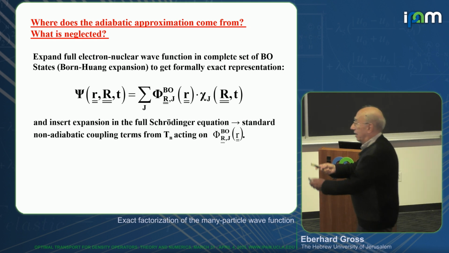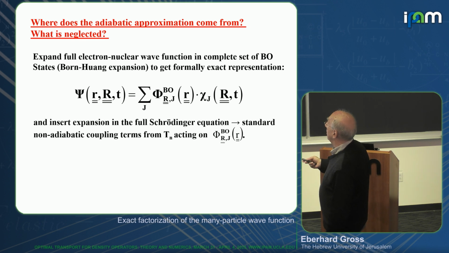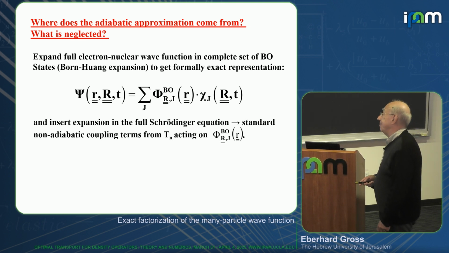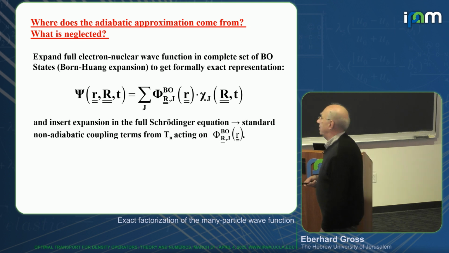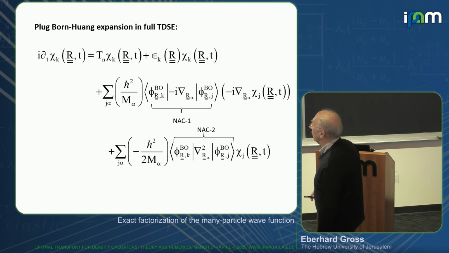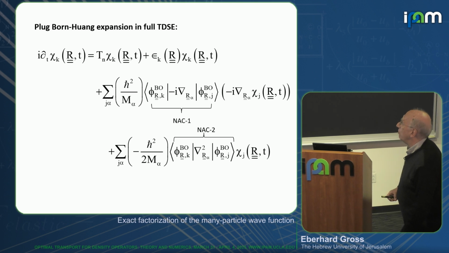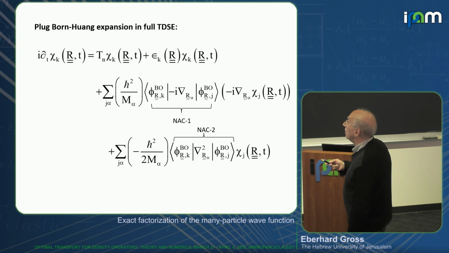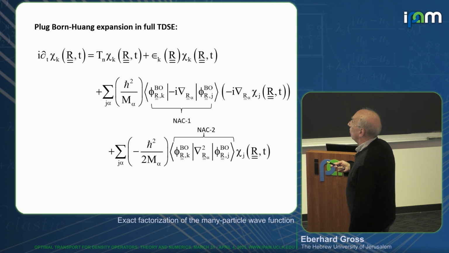And then if we do this at each nuclear configuration, then clearly the coefficients of this expansion become dependent on the chosen nuclear position and on time. So that's a formally exact representation of the full wave function. And if one plugs this back into the time-dependent Schrödinger equation, multiplies from the left with the Born-Oppenheimer state, one gets this well-known set of equations for these coefficients. It's a coupled set of partial differential equations for these coefficients.